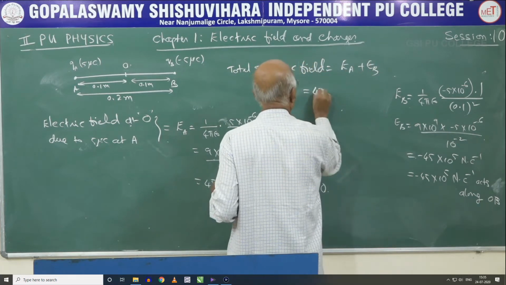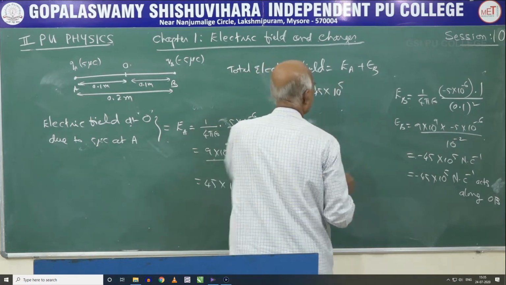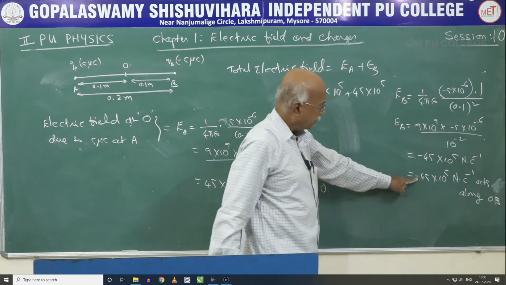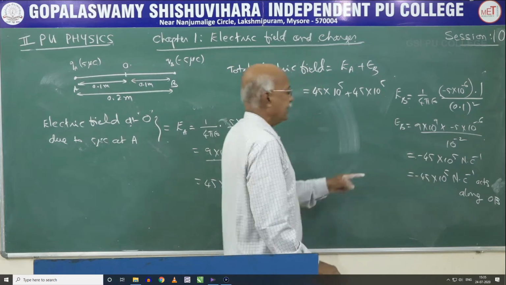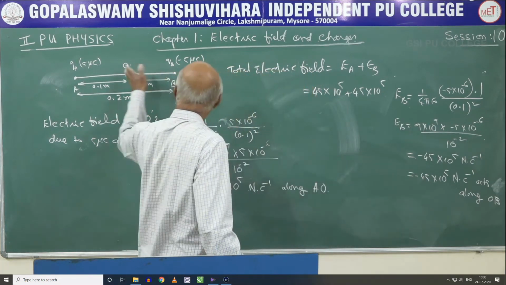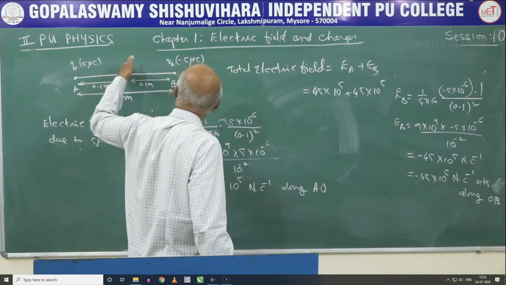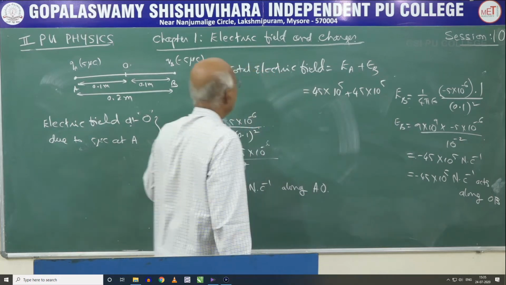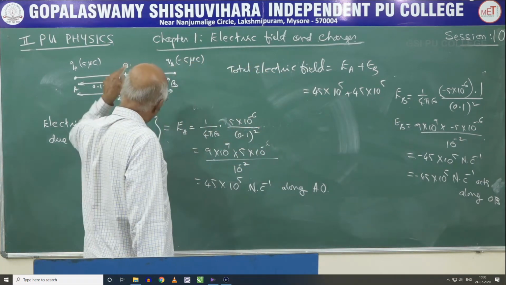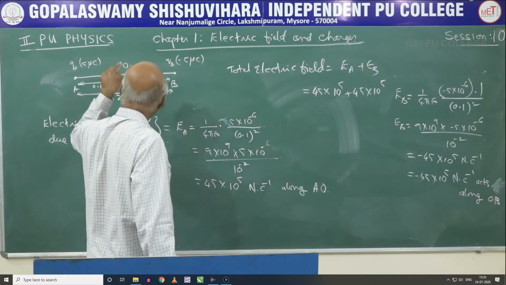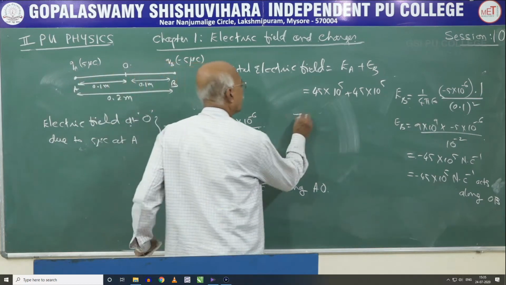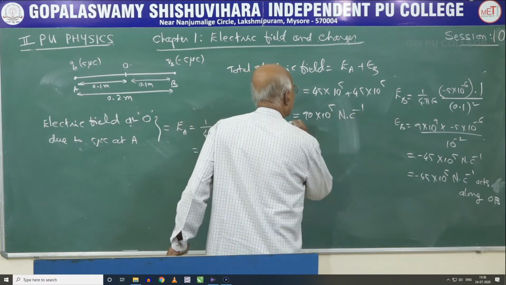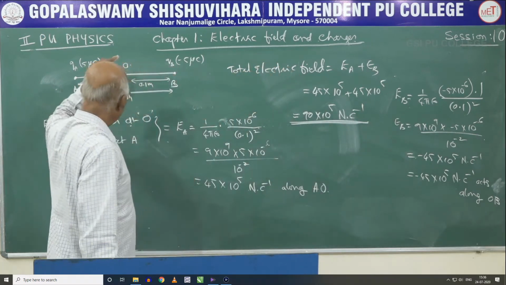Now E of A is 45 into 10 to the power of 5 plus 45 into 10 to the power of 5. Remember that the minus sign indicates that it is being attracted, that is, the unit positive charge is pulled by this. So you should not write that minus so that it becomes 0, it is impossible. When you write positive, it is pushed by this, therefore the total field will be equal to 90 into 10 to the power of 5 Newton per Coulomb. This is the amount of electric field available at O.